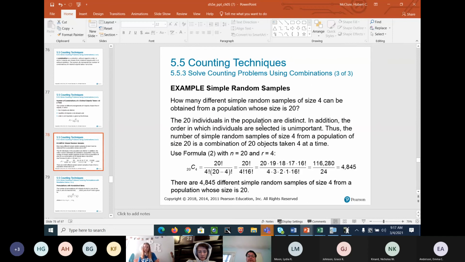Here is an example. How many different simple random samples of size 4? How many 4-member committees can be made up of 20 people? That's how I would write the question down. How many 4-member committees can be made from 20 people?